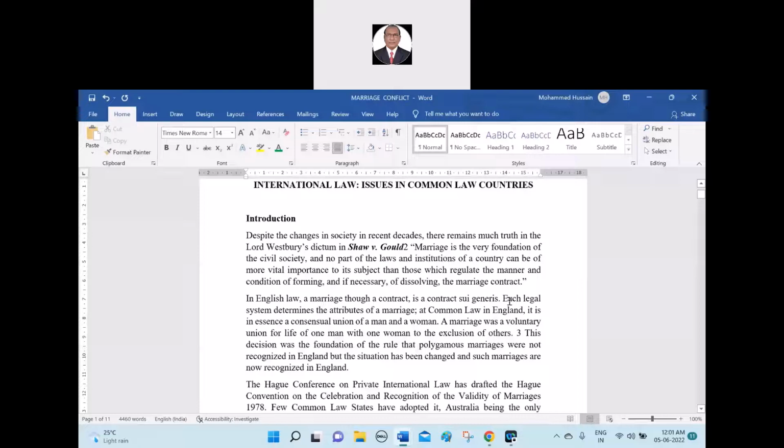So see, legal systems vary. How many types of marriages are there in Tanzania? There is a civil marriage, there is a customary marriage, there is a religious marriage, and all are valid marriages. Is it? Say yes. Yes, sir.